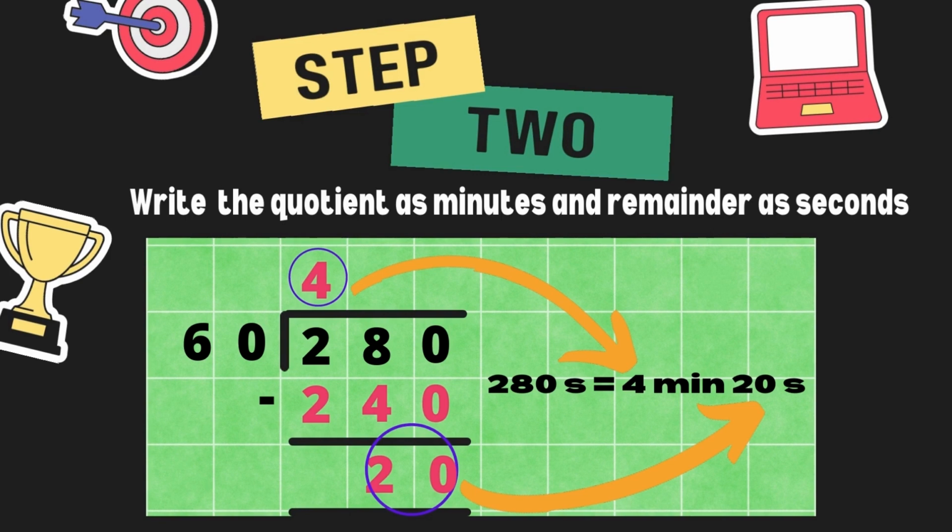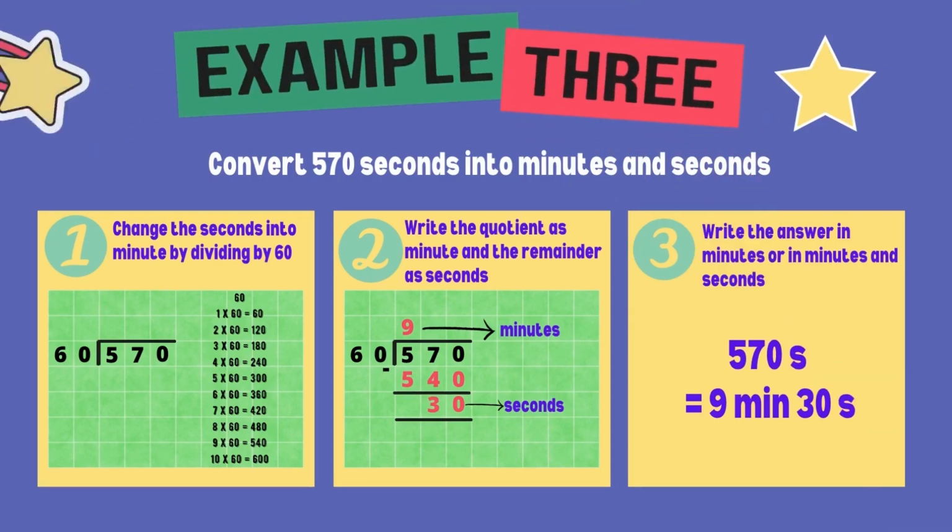280 seconds is equal to your quotient, which is 4 minutes, and your remainder will be your seconds, so it becomes 20 seconds. So your answer will be 4 minutes and 20 seconds. All right, that's easy, isn't it?